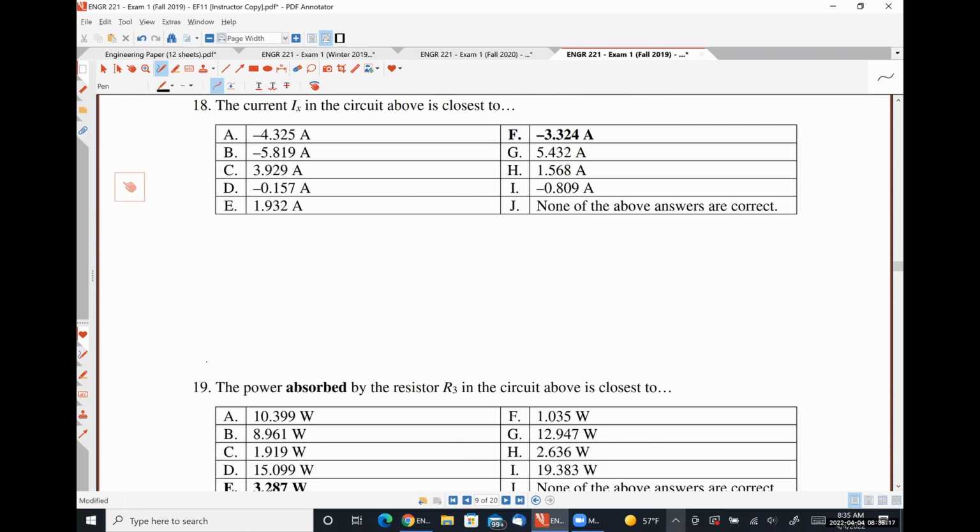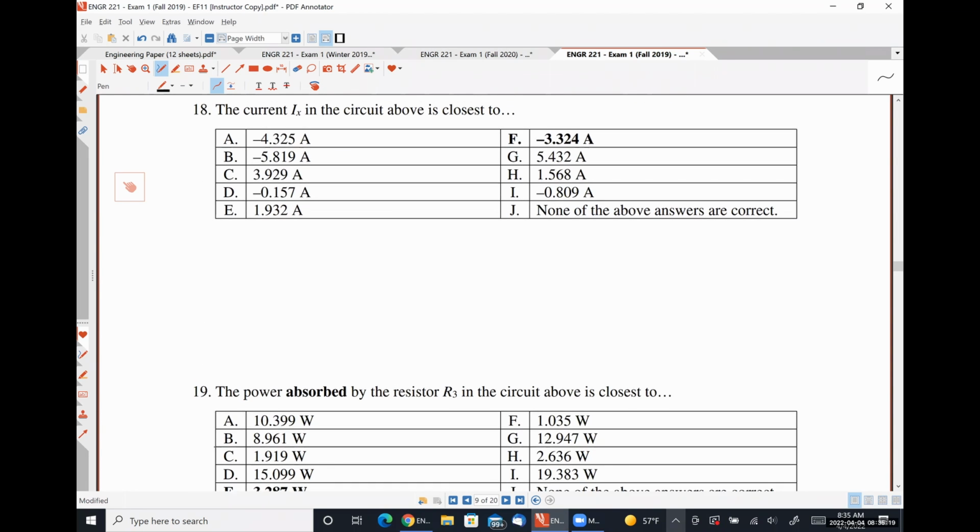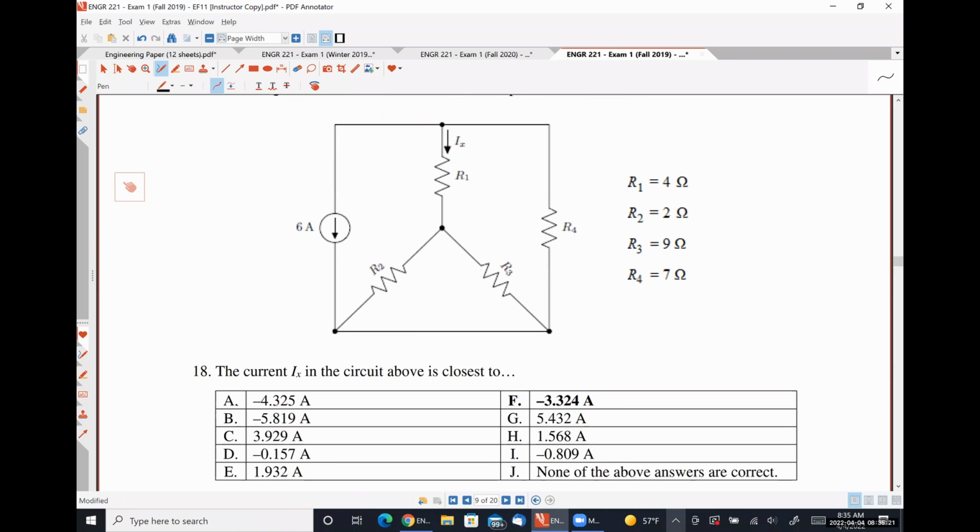For part 19, or problem 19, the power absorbed by resistor R3, once I know what that current IX is, I can then apply current division again to get just the current flowing through that particular resistor. And then the current squared times the resistor value gives me the power. You would not, because you're just saying, I know how much current flows into this node, and there are 2 parallel paths. So you would not need to take into account R4 at all in your second current division equation.